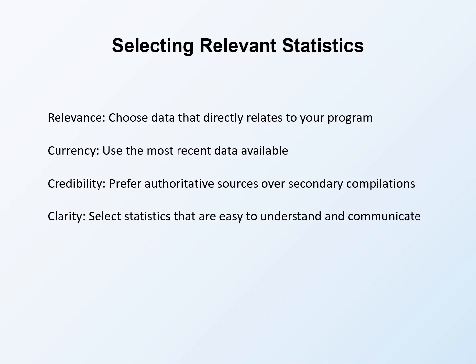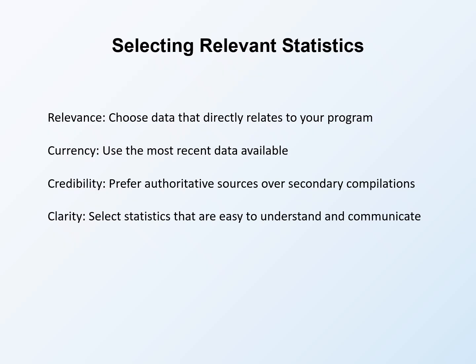With vast amounts of data available, selecting the right statistics requires judgment. Relevance means choosing data that directly relates to your program focus. If you are addressing childhood obesity, cite obesity rates, not general health statistics. If you are addressing workforce skills gaps, cite specific occupational data, not just unemployment rates. Match your data to your intervention.